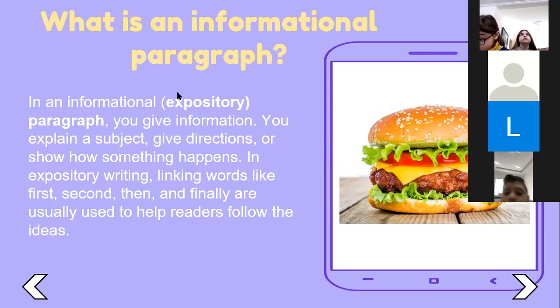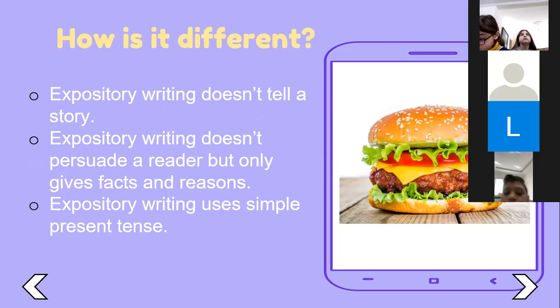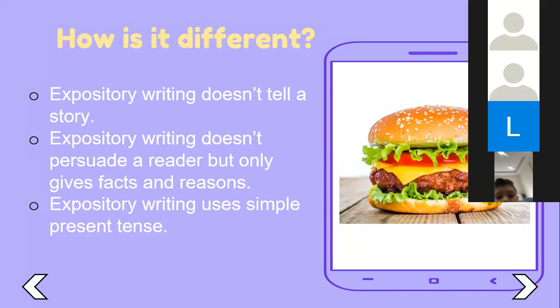So how is the expository paragraph or the informational paragraph different from other paragraphs? First of all, it does not tell a story. Also, it doesn't persuade you as a reader. It gives you facts and reasons. The writer does not give his opinion.